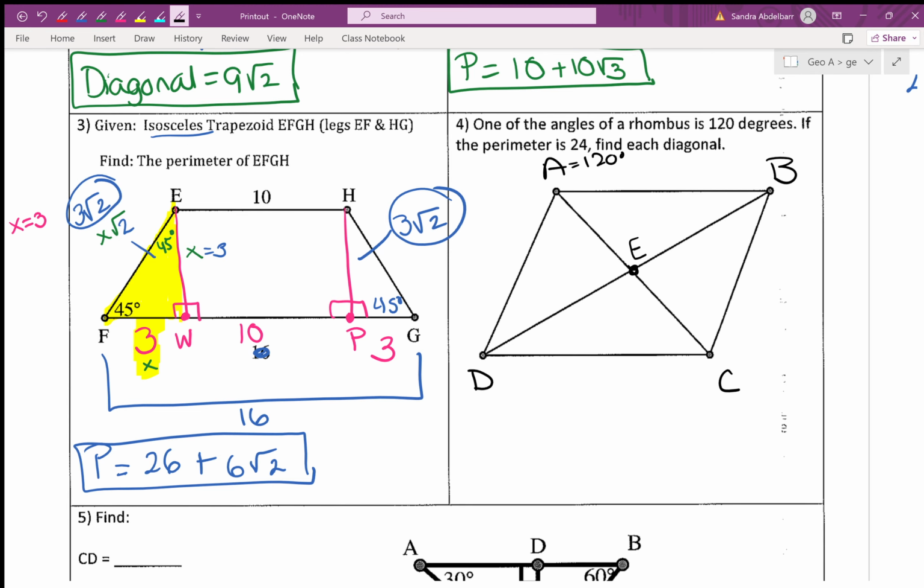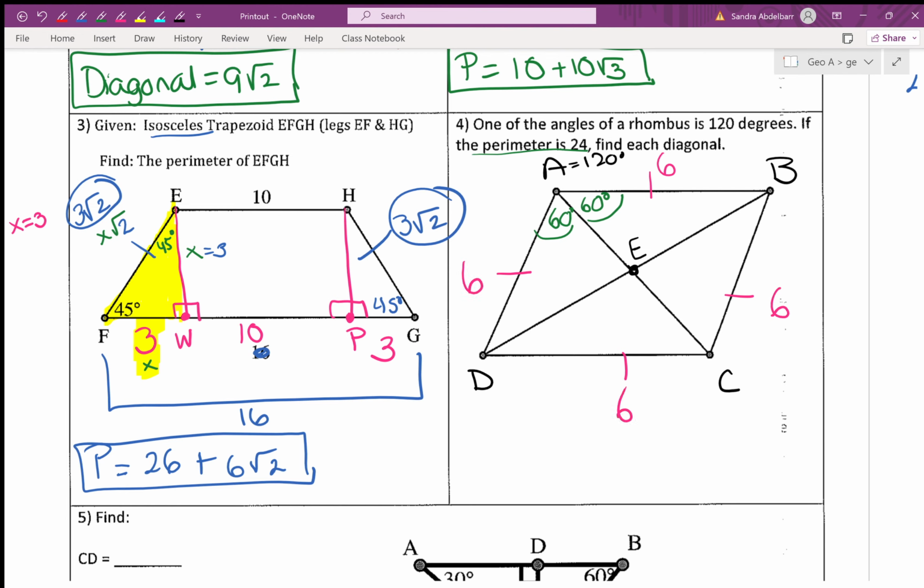We need to remember, in a rhombus, what do the diagonals do to the angles? They bisect them. There is no doing this problem without remembering that. So if the full angle is 120, each part of it has to be 60. The diagonals bisect the angles. All right. Then it's saying the perimeter is 24. So what else do we have to remember? In a rhombus, all sides are congruent. So if the perimeter is 24, each side has to be 6.